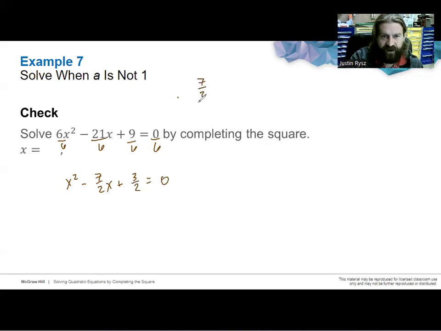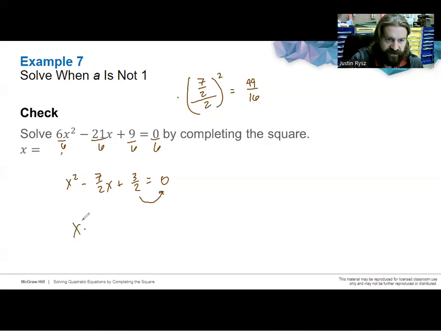All right, 7/2 cut in half and squared would be 7/4 squared, which is 49/16. Right? Double check on my calculator here. Yeah. That's not this, so we're going to move this over and put our blanks in. So we get x squared minus 7/2x plus blank equals negative 3/2 plus blank. That blank should have been 49/16.